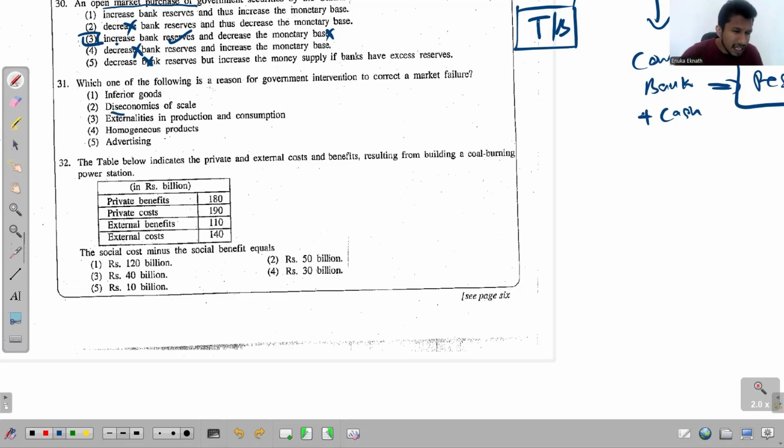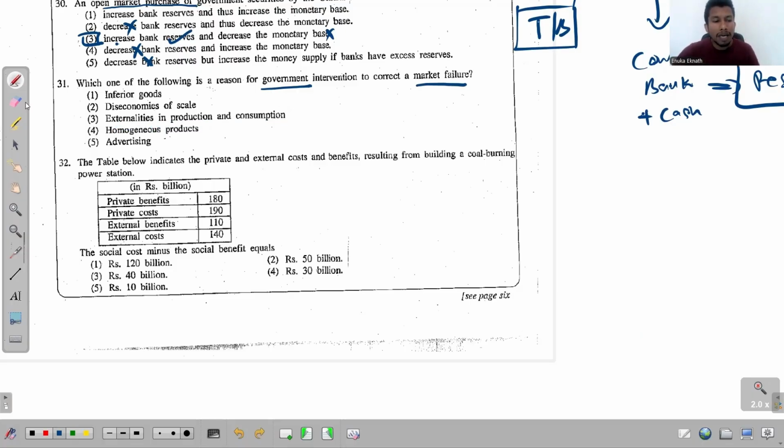And having diseconomies of scale in production is not a market failure. So if it's not a market failure, then there's no requirement for the government to intervene in that market simply based on having diseconomies of scale in the economy. No. Look at the third one. Externalities in production and consumption.